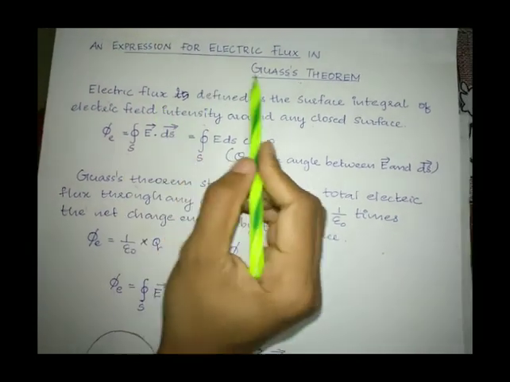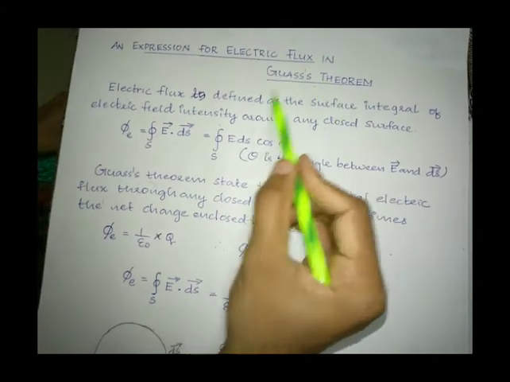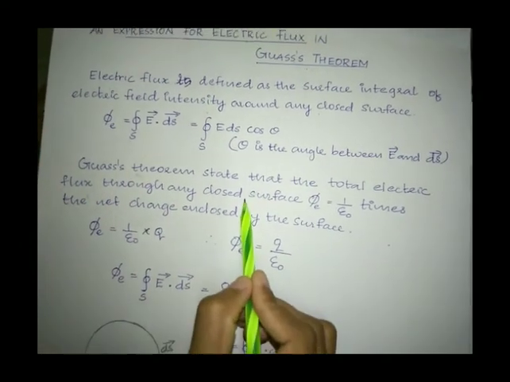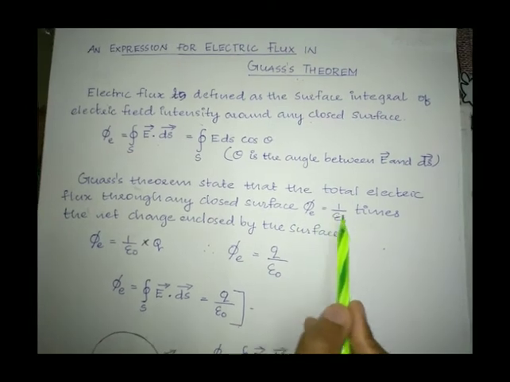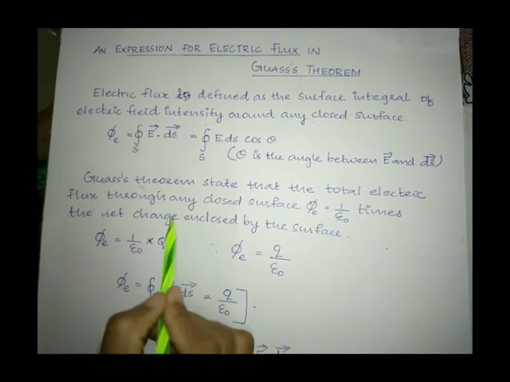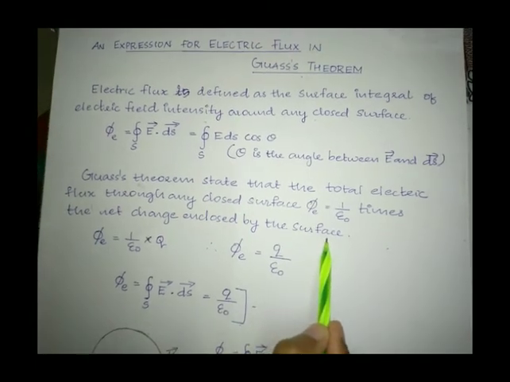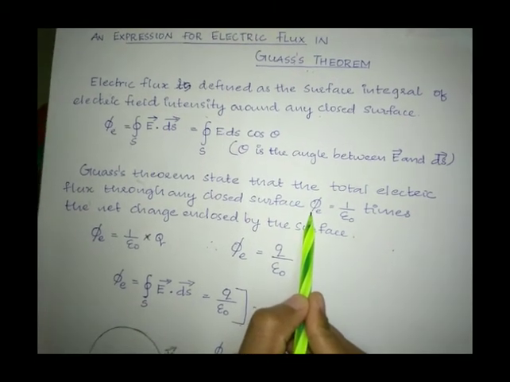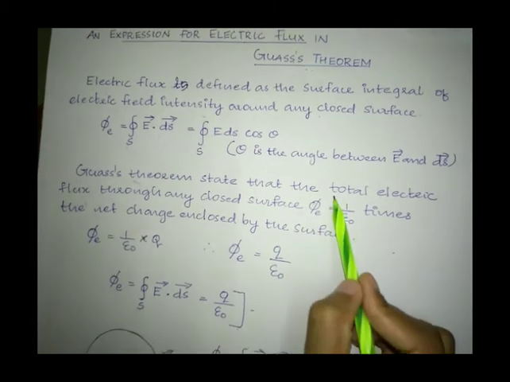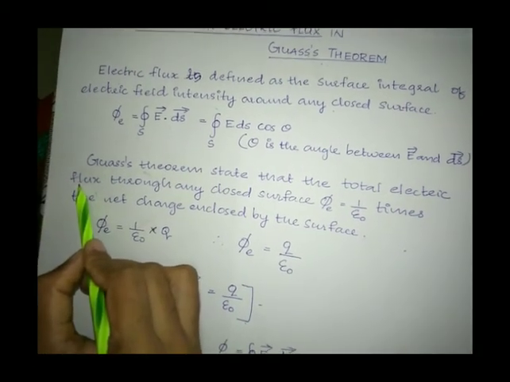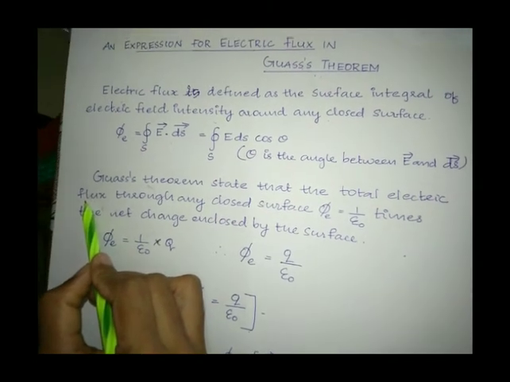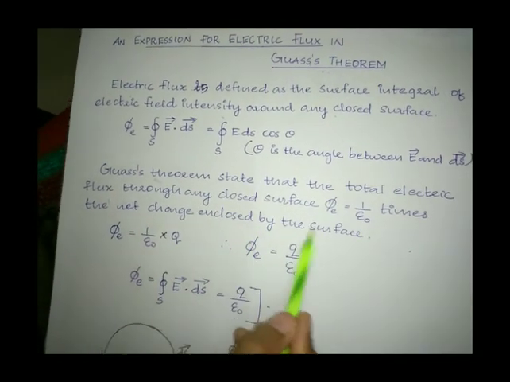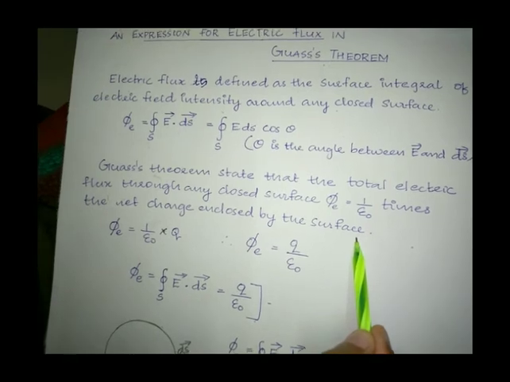Next we move on to the next topic, that is Gauss's theorem. Gauss's theorem states that the total electric flux through any closed surface is equal to 1 by epsilon 0 times the net charge enclosed by the surface, which means we have to select a particular closed surface here, and the total electric flux in that closed surface is 1 by epsilon 0 times the net charge.